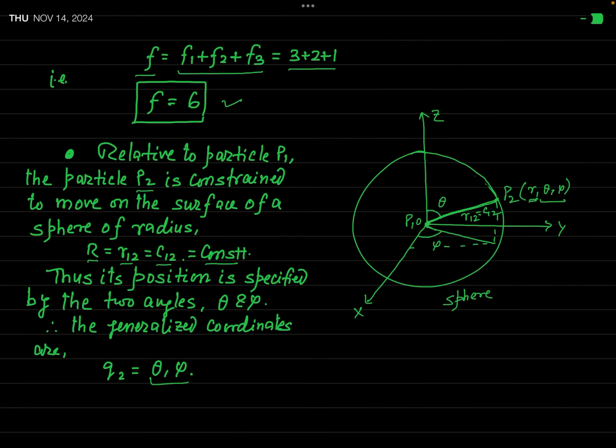And therefore, its position is specified by the two angles theta and phi, and I have shown those two angles here. This angle is theta, which is also called the co-latitude, and this is phi, which is also called the azimuthal angle. Okay, so in this case there are two generalized coordinates, and those generalized coordinates are actually angles, not lengths.